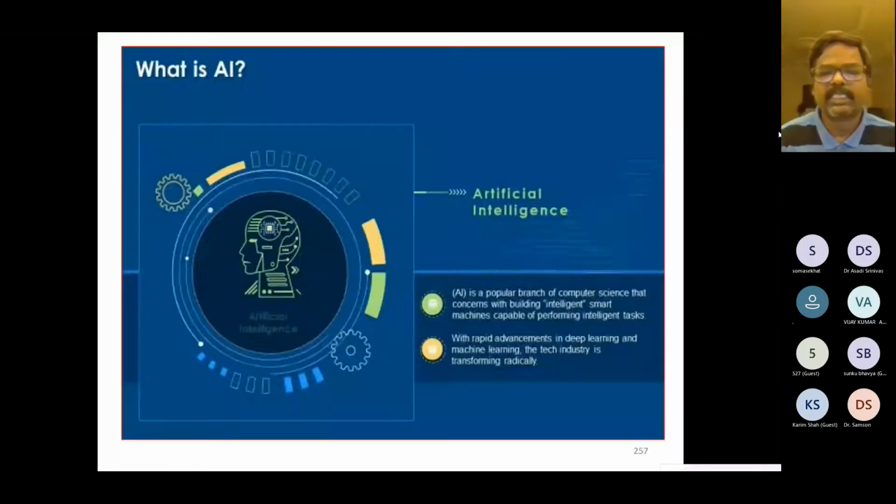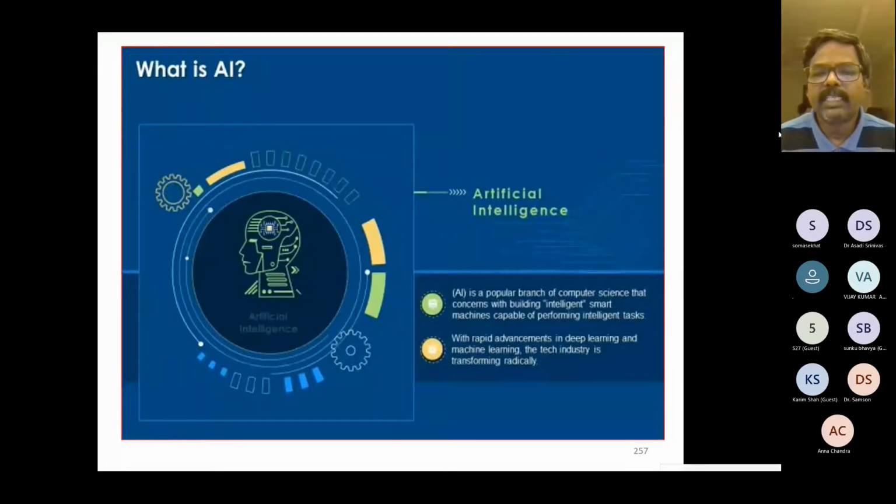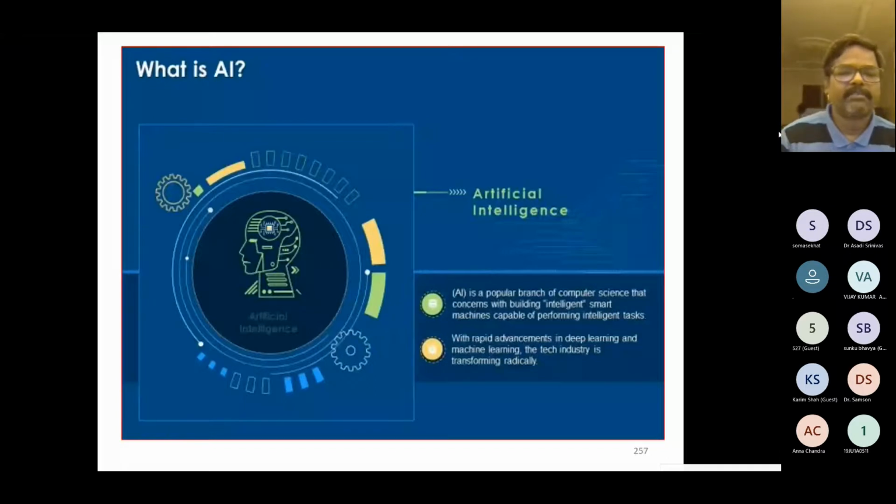So artificial intelligence is a popular branch of computer science that is concerned with building intelligent smart machines capable of performing intelligent tasks. With rapid advancements in deep learning and machine learning, the tech industry is transforming radically, especially in India. Now all engineering colleges have introduced BTech specialization in artificial intelligence as a program. So that much importance is there for artificial intelligence.